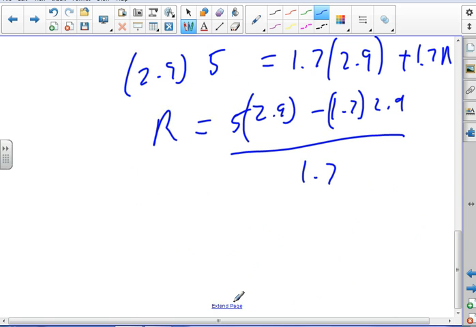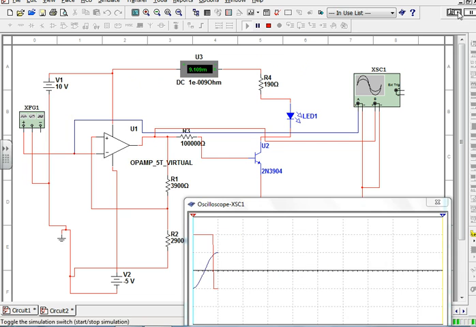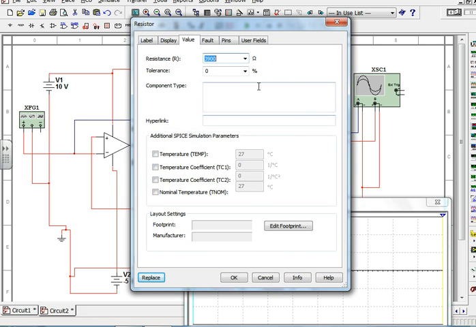And that's going to be in kilohms. 5 times 2.9 minus 1.7 times 2.9 divided by 1.7. I should have a 5.6 K in the other spot. All right, so I come back here, and this is supposed to be 5.6 K. 5600.